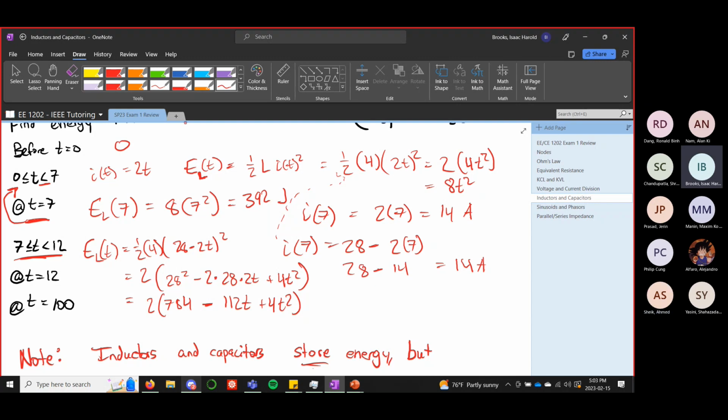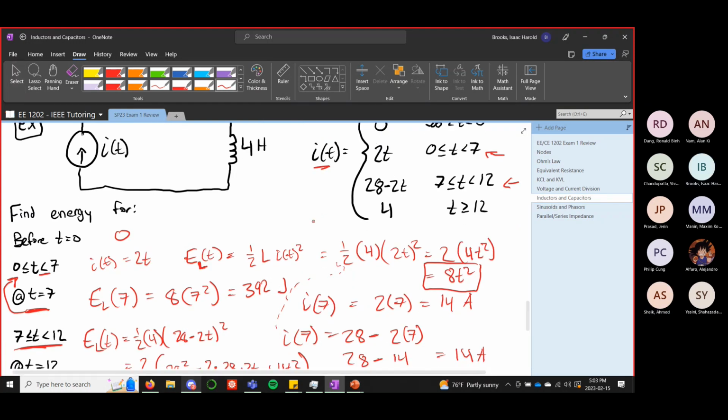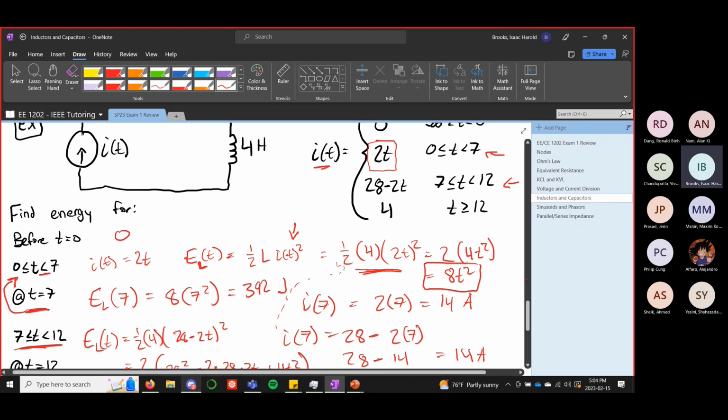but the energy stored in the inductor between 0 and 7 seconds, we found that equation to be this, 8t squared. We got there by saying between 0 and 7, the current is 2t. And we know the energy as a function of current is 1/2 Li squared. So we took the current equation and plugged it in here. So we got the energy in an inductor as a function of time equals 1/2 Li squared. 1/2 and L stay the same, but the current is given by 2 times t. We solved it all out and we got 8t squared. Basically, 1/2 times 4 times 2 squared is 8 times t squared. So between the times of 0 and 7, this equation will give you the energy stored in the inductor as a function of t. So at time equals 7, we plugged in 7 for t, and that's how we got 8 times 7 squared.